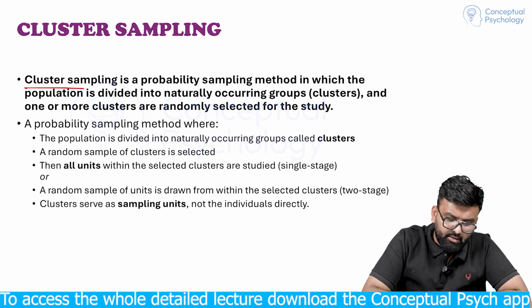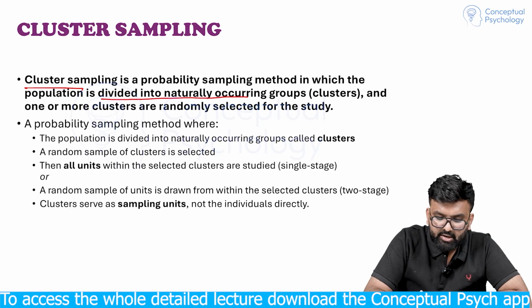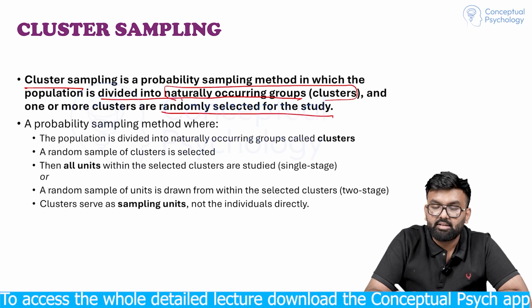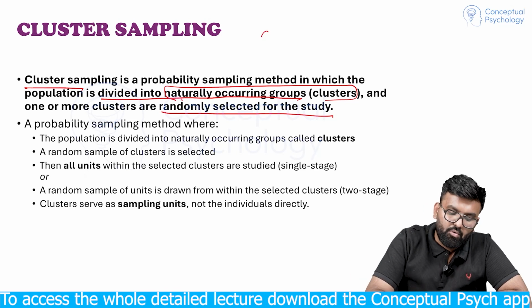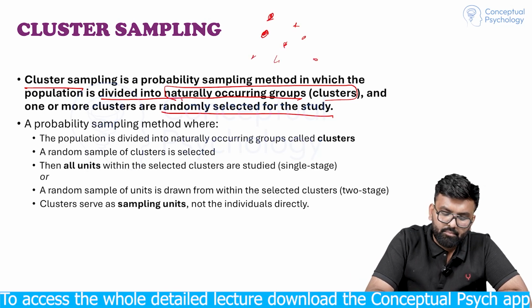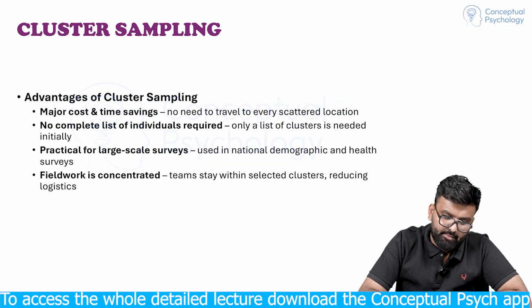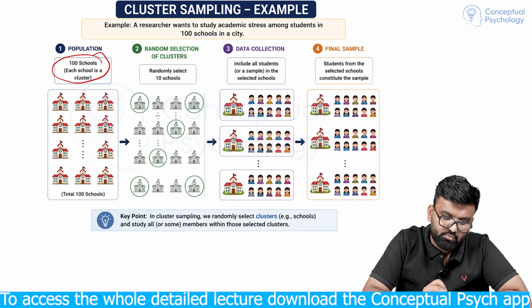Then cluster sampling, it's the probability sampling method in which the population is divided into naturally occurring groups or clusters, and one or more clusters are randomly selected for the study. हमने बहुत सारे एरिया में स्कूल देखे, लिस्ट डाउन किए, and we randomly selected some of the schools and drew our sample. हमने डिफरेंस भी पढ़ा था like this: 100 schools, each school is a cluster.